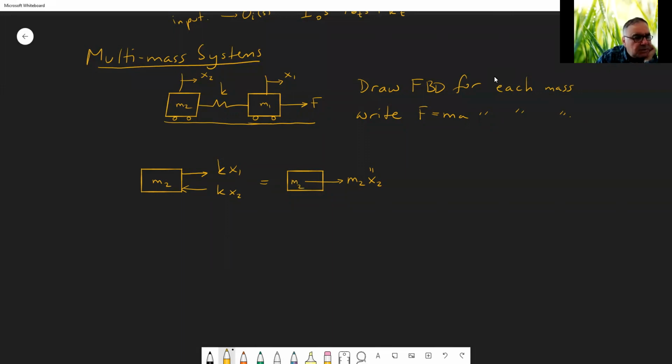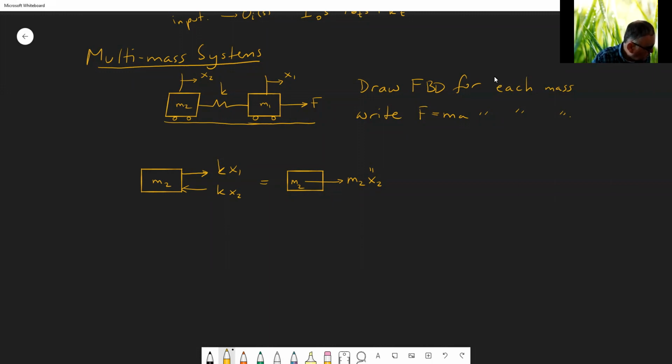For the second mass, if we fix coordinate 2 and move x1 in the positive direction, the spring force is going to be kx1 towards the right. And if you fix x1 and move x2, the spring force is going to be k times x2 towards the left, in opposite directions. And these are the spring forces coming because of x1 and x2. It's not easy to write x1 minus x2 directly, so you can decompose it into two parts like this.